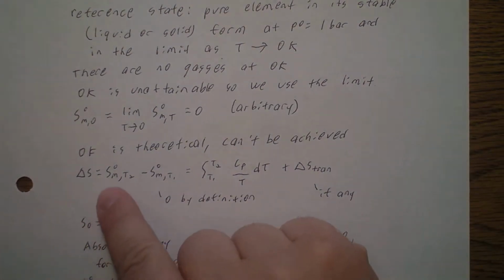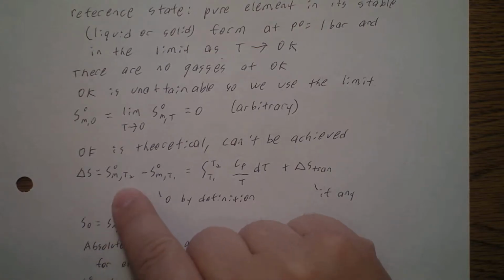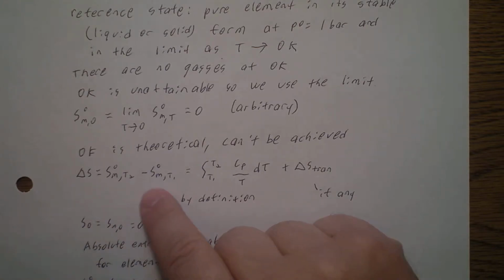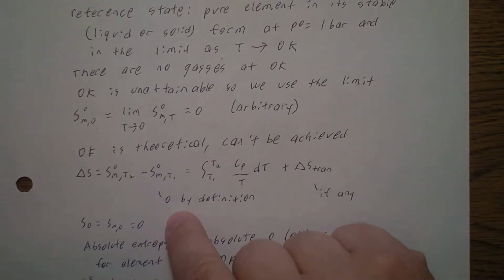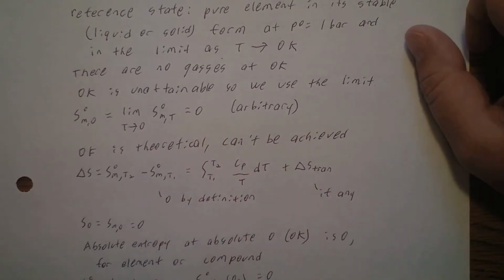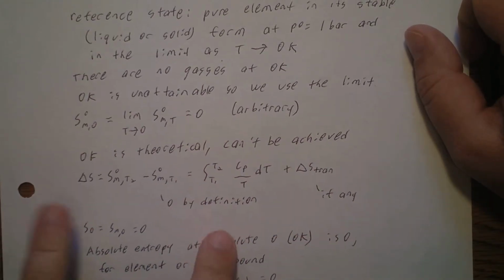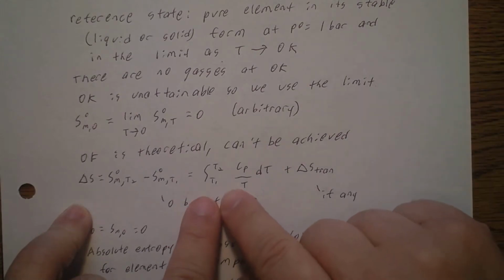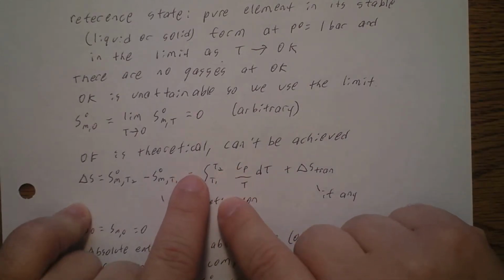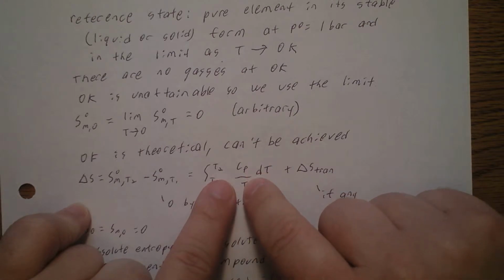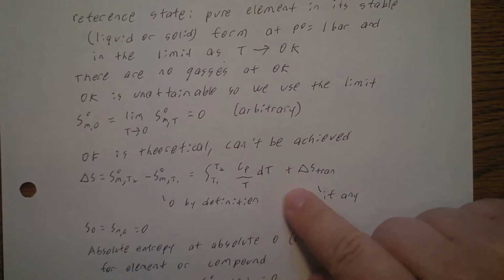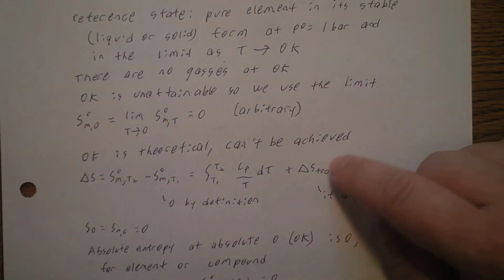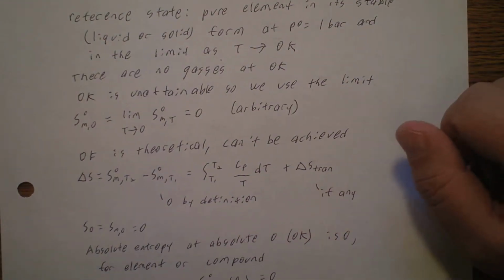The change in entropy is equal to the molar entropy at T2 in the standard state minus the molar entropy at T1 in the standard state. So we have decided, by definition, this T1 is going to be 0. So we're going to have the change in entropy is the integral from temperature 1 to temperature 2 of the heat capacity at constant pressure divided by temperature with respect to temperature, plus, of course, the change in entropy due to any transitions, if any.